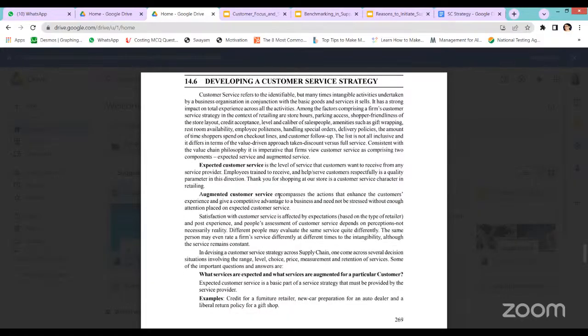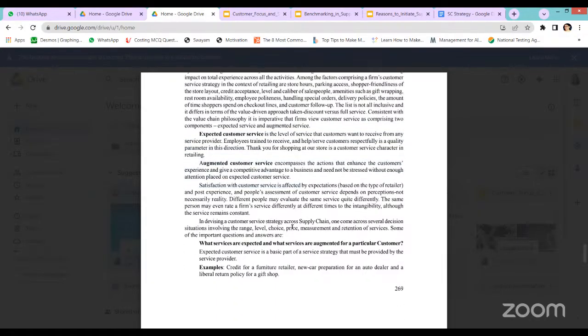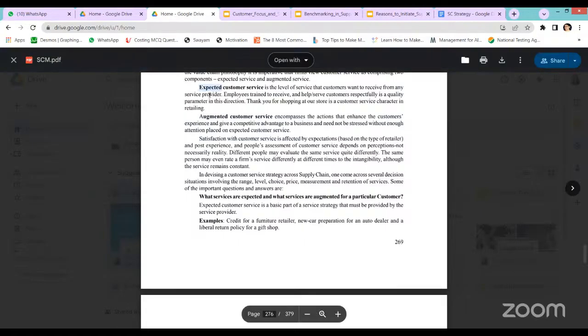So here is the list of the things given. See what is expected customer service and what are augmented services. You can explain this with the example also. You also get this topic in marketing. Expected service is what the customer receives from the service provider. Like I gave you the example.